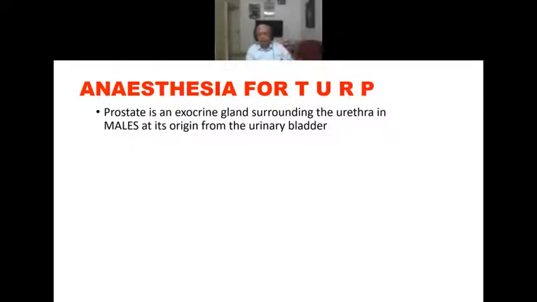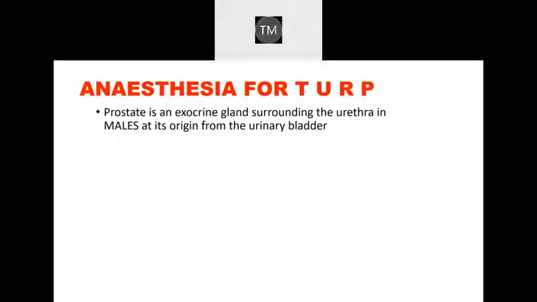Any idea? Something to do with seminal fluid, sir. Seminal fluid is a separate thing from the seminal vesicle. It produces some fluid that nourishes the sperm, sir. Very good. The average weight is only 11 to 16 grams.